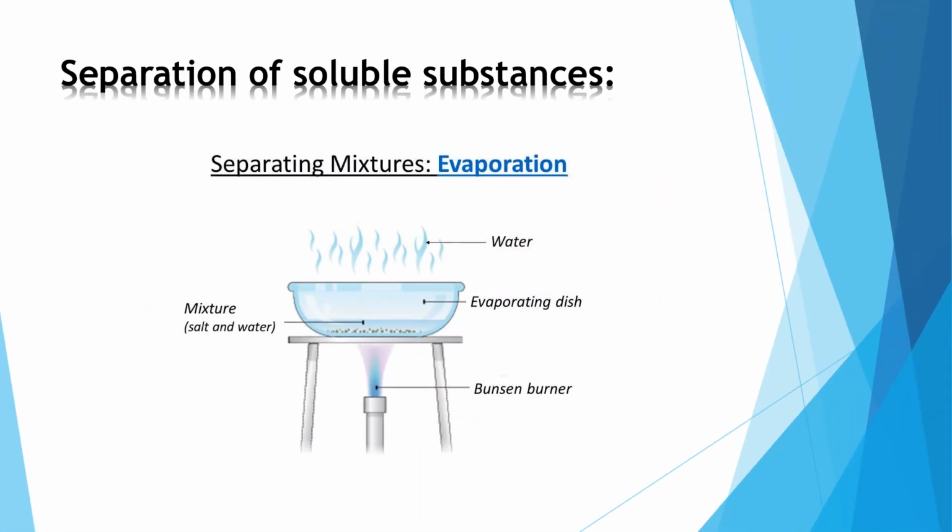Separation of soluble substances. Soluble substances can be separated from a solution by evaporation. For example, we can obtain salt from a salt solution by evaporating the solvent. Salt is obtained from the seawater. Seawater evaporates due to the sun's heat and the salt is left behind.